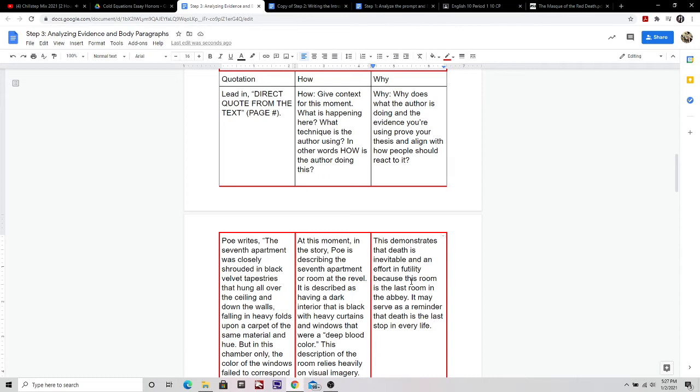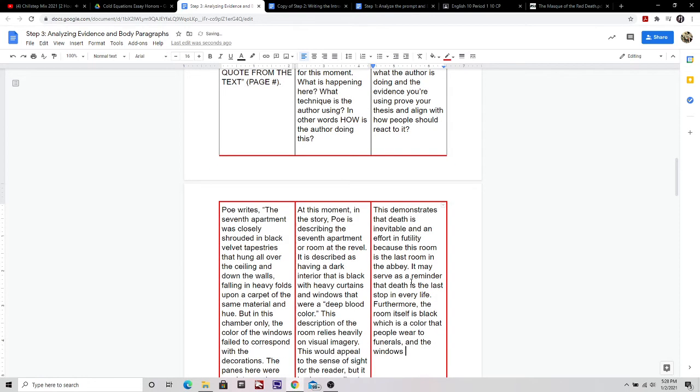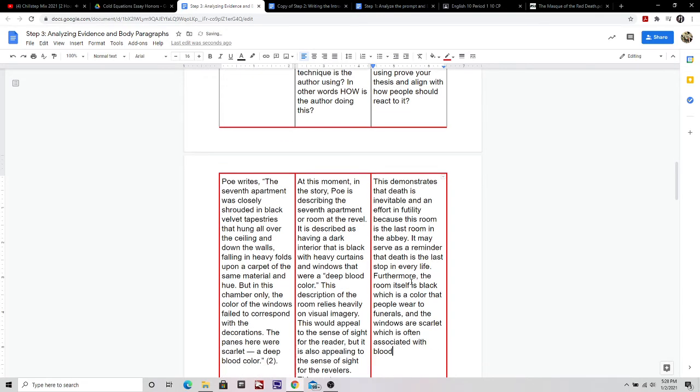All right. Also, the way it is colored is very related to death, right? We wear black to funerals. We see blood or bloodiness as a sort of symbol of death in a way. I could add another statement here saying furthermore. That's a good transition when you want to add something, or you could say additionally. But furthermore, the room itself is black, which is a color that people wear to funerals. And the windows are scarlet, which is often associated with blood, which in the story is associated with the Red Death.